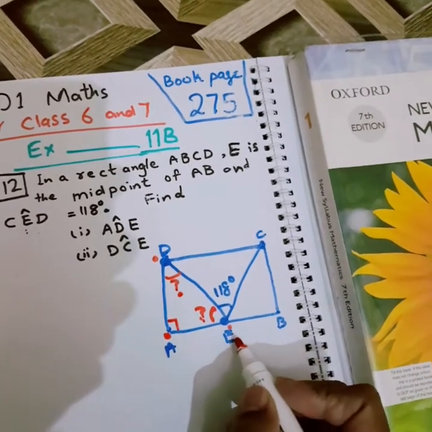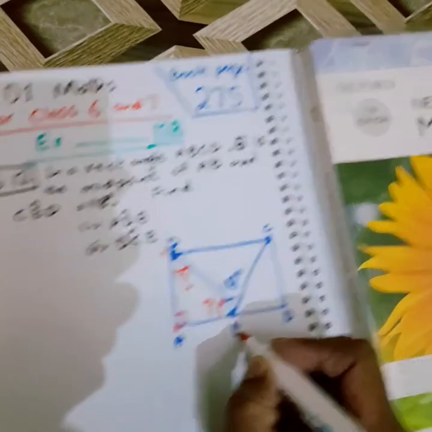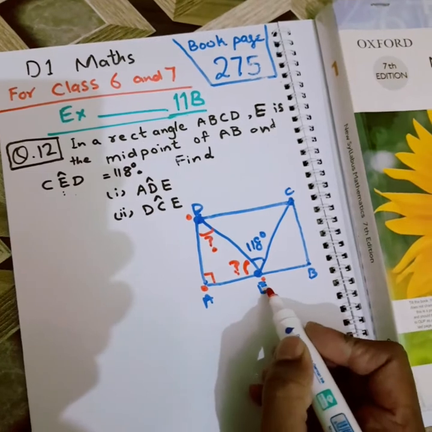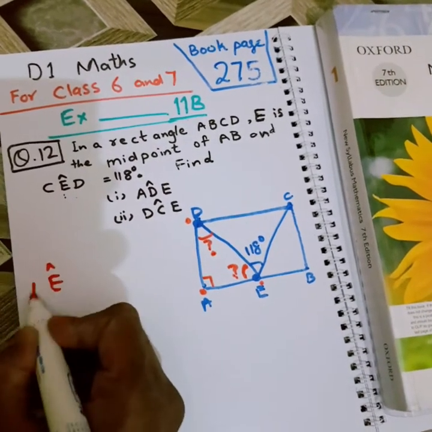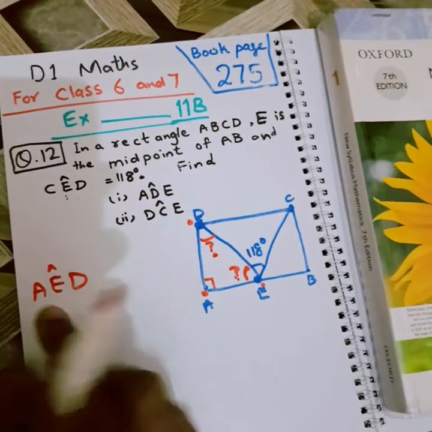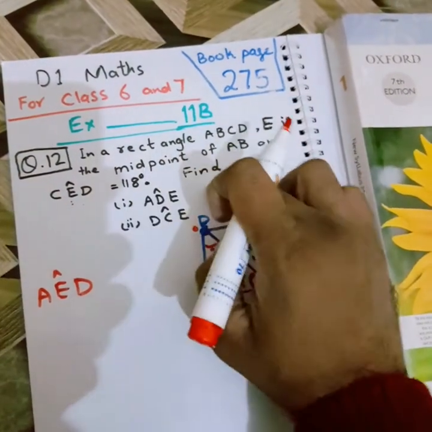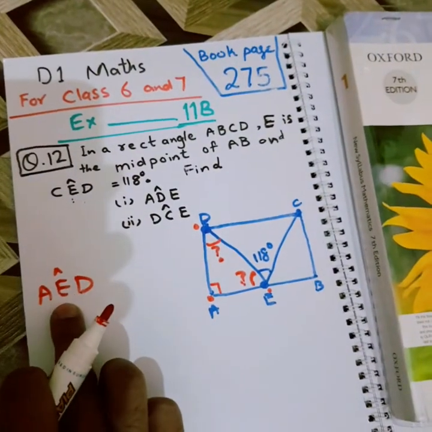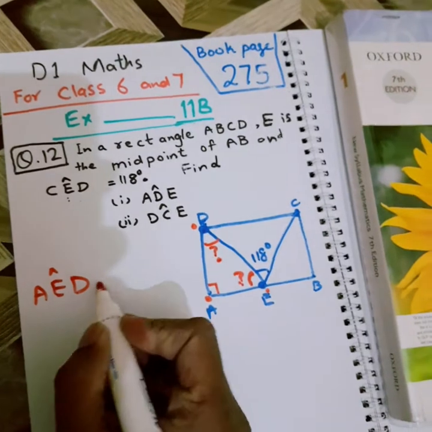So let's find E first of all. Since E was the midpoint, right now we are going to find this E, that one E which is in between A and D. This was not the basic requirement of the question because the basic requirement was ADE. But first of all, we need to find that one E which is in the middle of A and D. How can we find this?